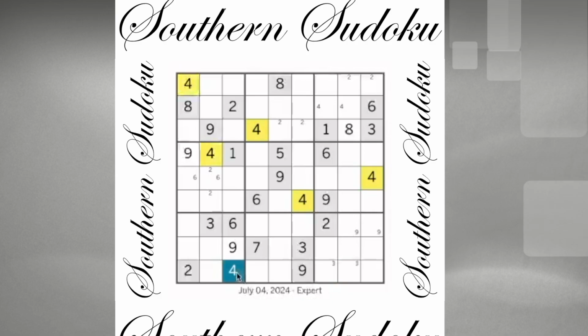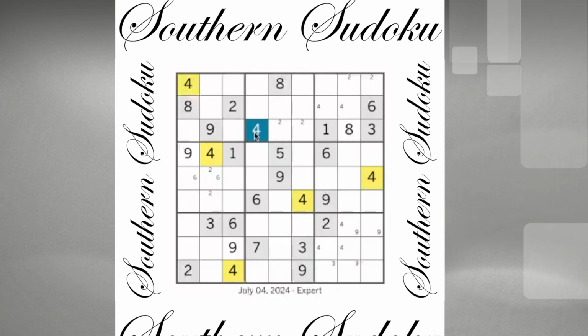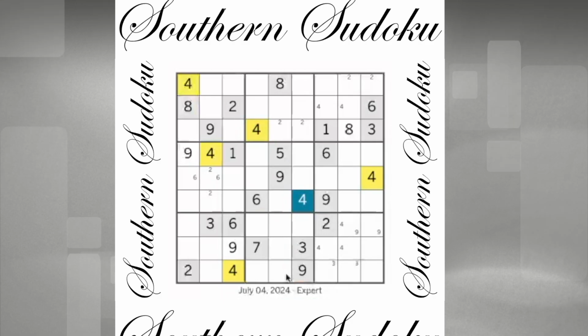I have a 4, so 4 can't be in the bottom. We also have a 4 here, which means it can't be on the side, so 4 is going to be in one of those 3. Here we have a 4 here and a 4 here, so 4 has to be in the center of that one, but it can't be in this one, so it's going to be in one of these two.